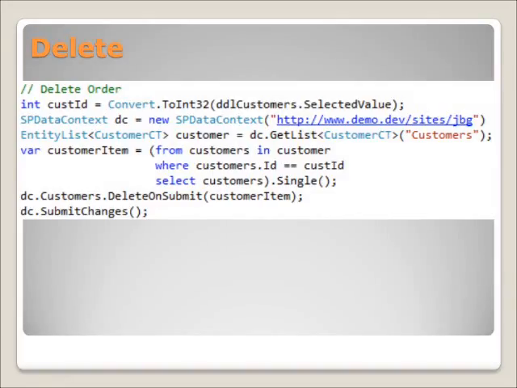And here's a delete operation. So once again, I'm just doing a select and finding the single item that I want, and then I'm telling it to actually delete this customer record. So those are your 4 CRUD operations in their simplest form.